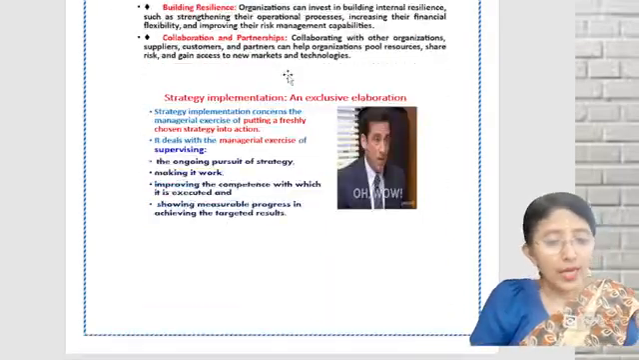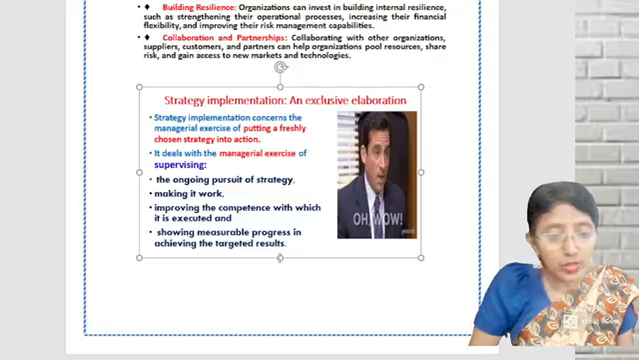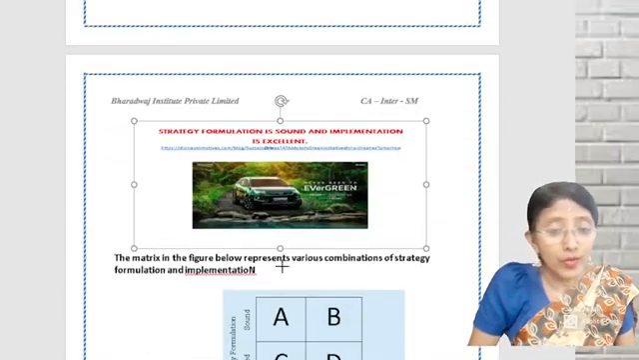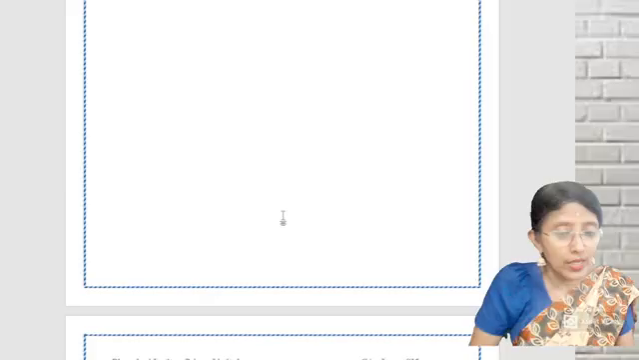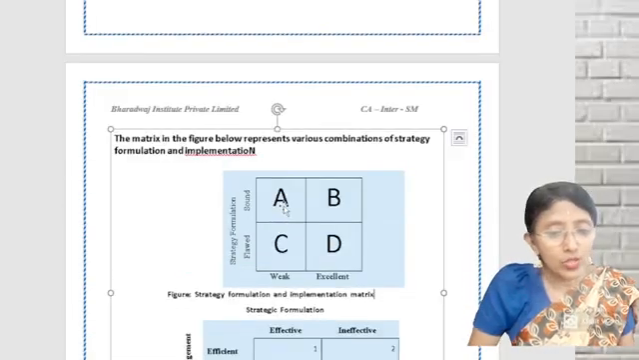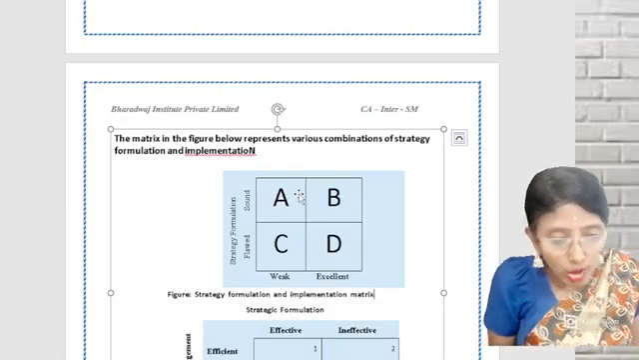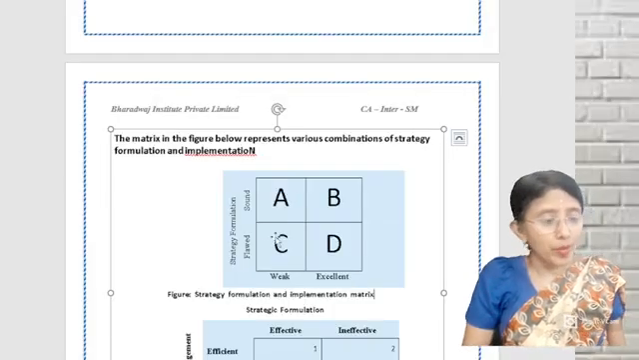These are the ways. And the strategy implementation, again an elaboration on this step is given because it also is a part of SM. And one good example of sound formulation and implementation is Tata Motors. That's why we are giving you. Now look at this, my dear students. This is an example of a combination of strategy formulation and strategy implementation.